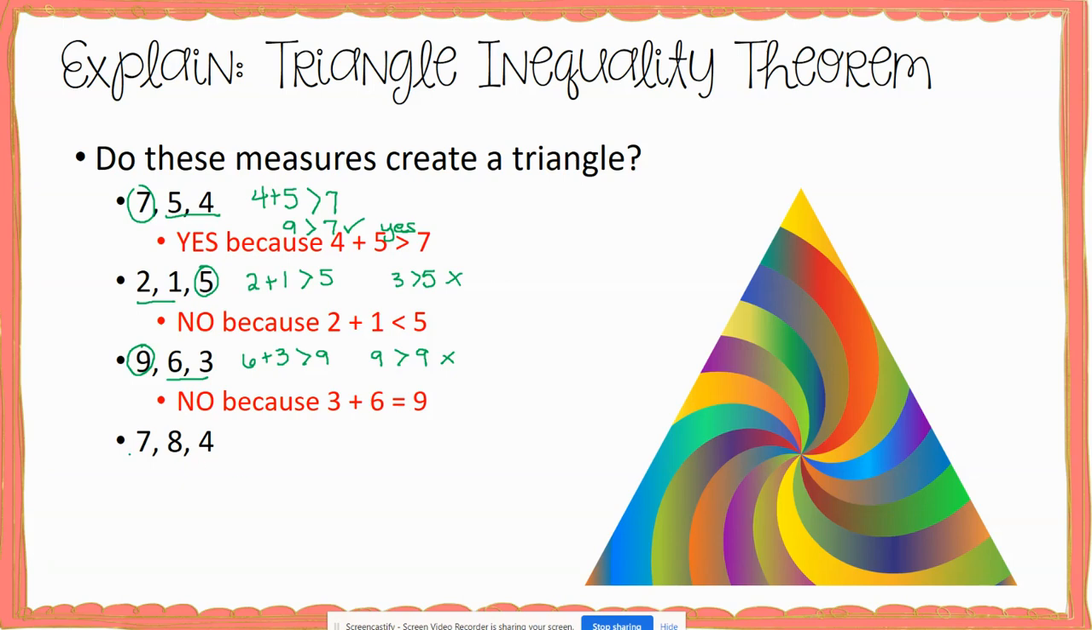For this problem, I'm using 7 and 4 since those are my shortest side lengths. When I add 7 plus 4, I know that they should be greater than my third side length, which is 8. 7 plus 4 is 11, and 11 is greater than 8, which means that this does make a triangle.